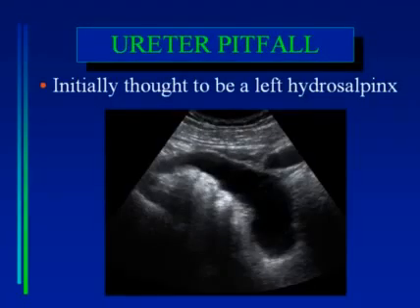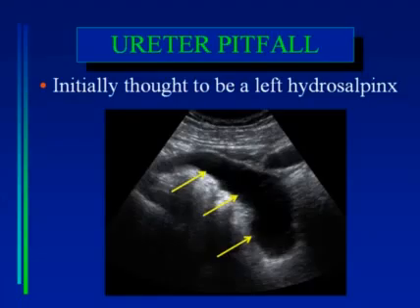Pitfalls also arise from the ureter. When we see a tubular structure in the pelvis and we're doing a gynecologic ultrasound, often the first things we think about are a hydrosalpinx or a dilated blood vessel. But another possibility is a dilated ureter. This particular structure here, which was seen in the left pelvis, was initially thought to be a left hydrosalpinx.